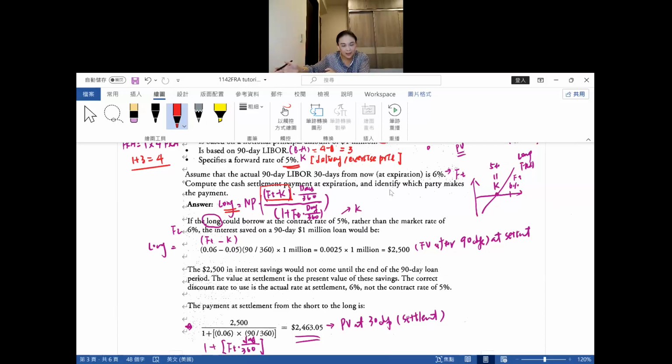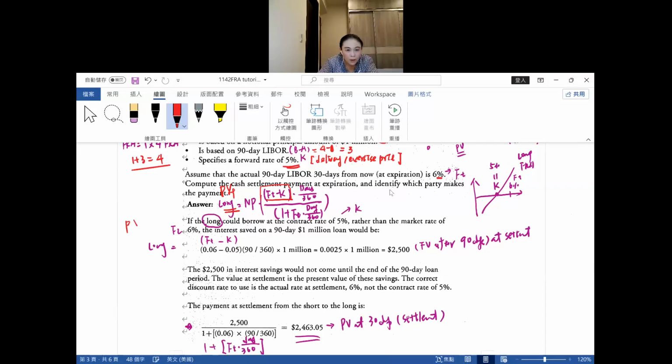And then remember, that's how much you will earn after 90 days. But we are standing at 1 month later, so you have to discount your profit after 90 days back to 1 month. So you will discount it back 90 days to compute your present value. So here, to be more specific, is the PV, present value of your long FRA, divided by 1 plus F0, which is after 1 month the market quotation. In our case here it is 6%, and days will be 90.